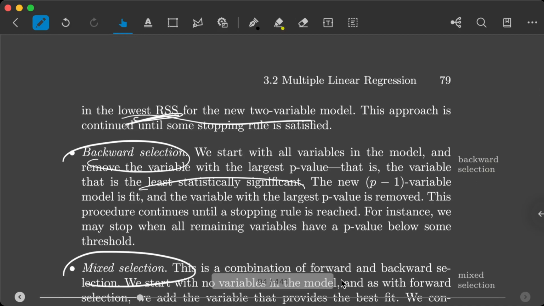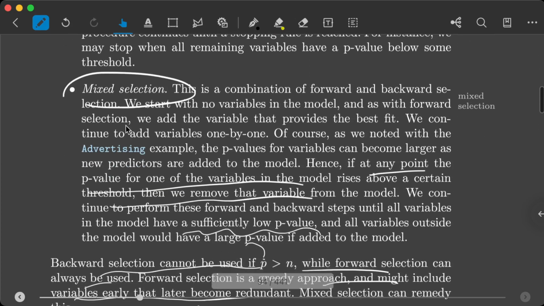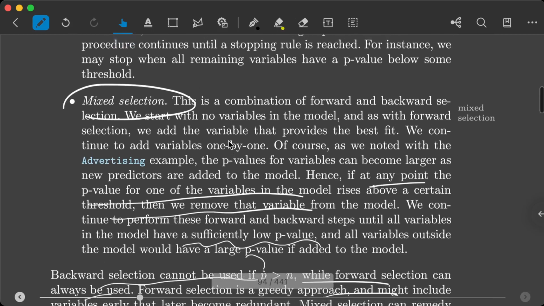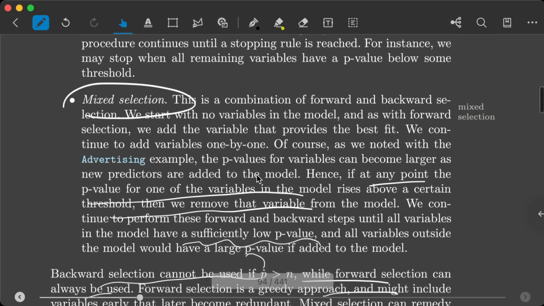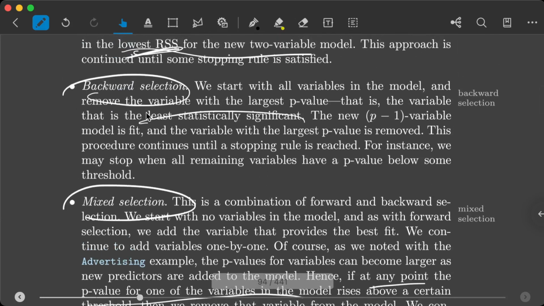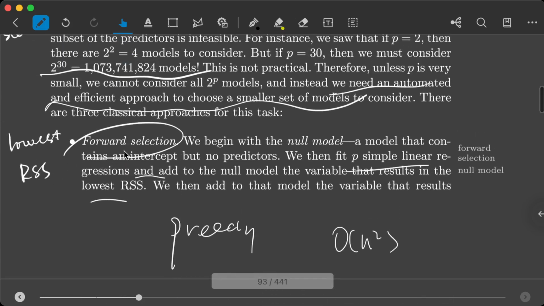Then we do it again and again until we reach some point where removing any of them would result in a large increase of the residual sum of squares. Okay, great. This is the second one, backward selection, and the last one is mixed selection. It looks like a pro version of forward selection.